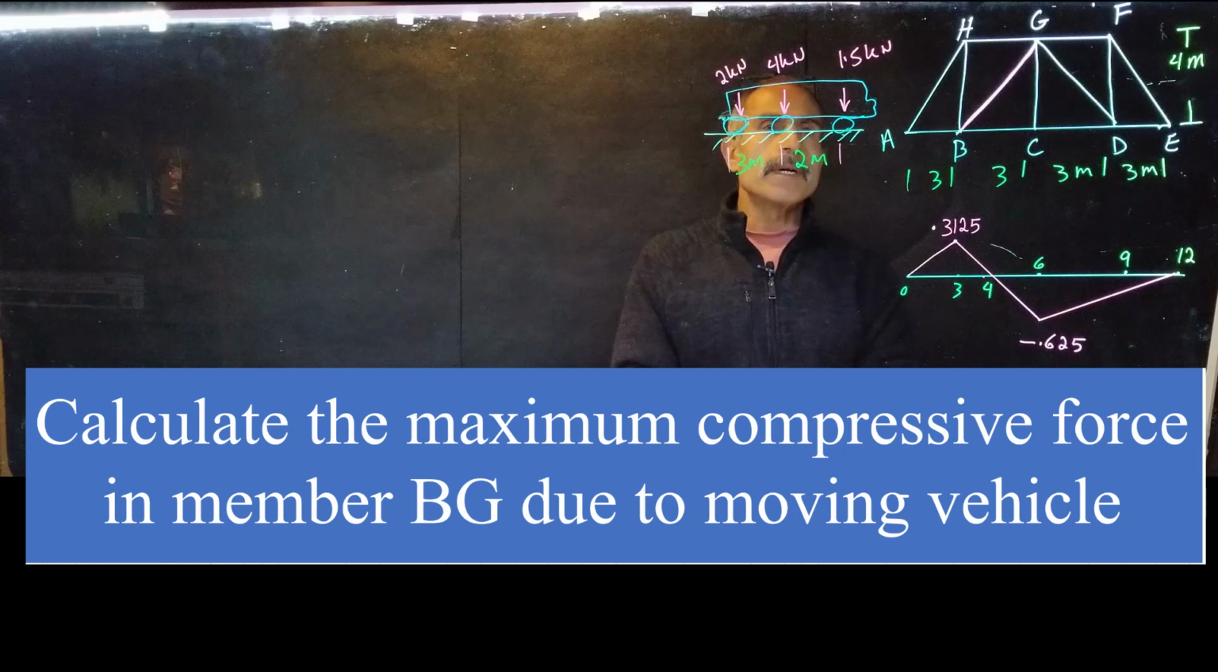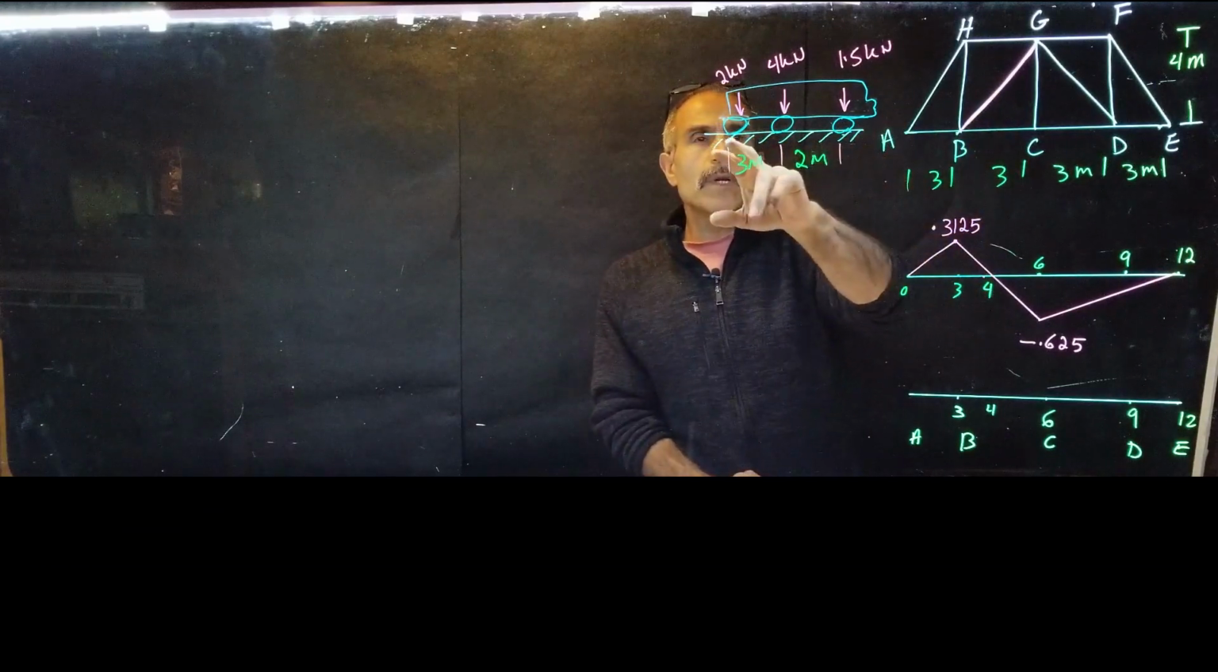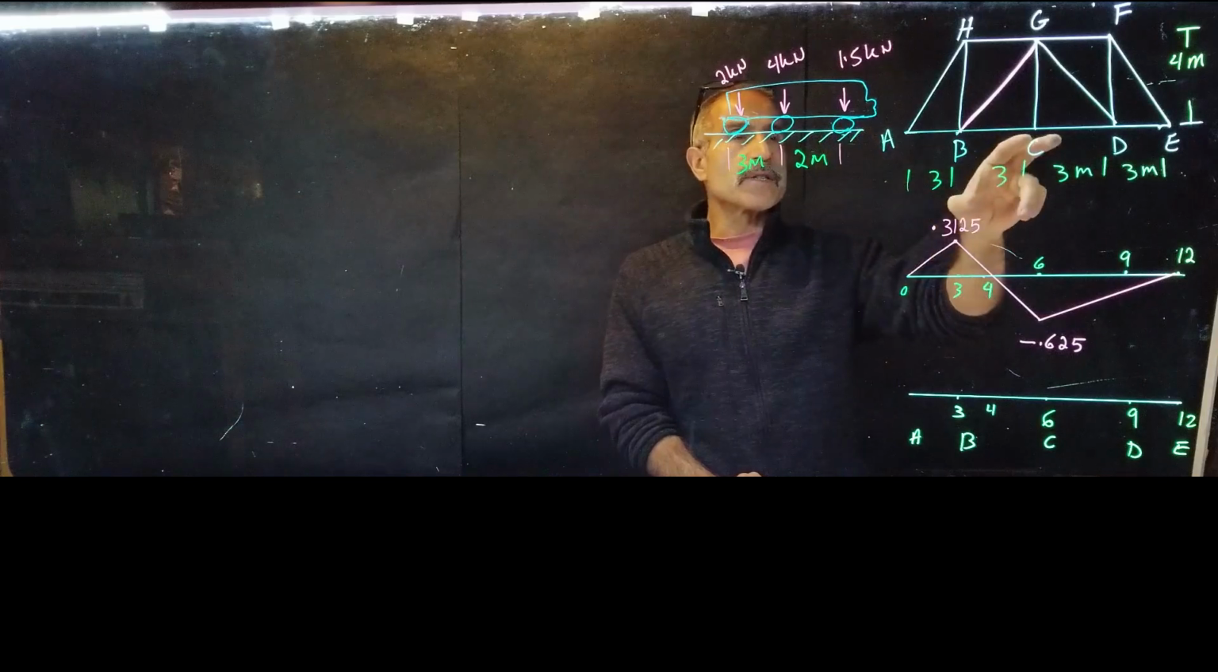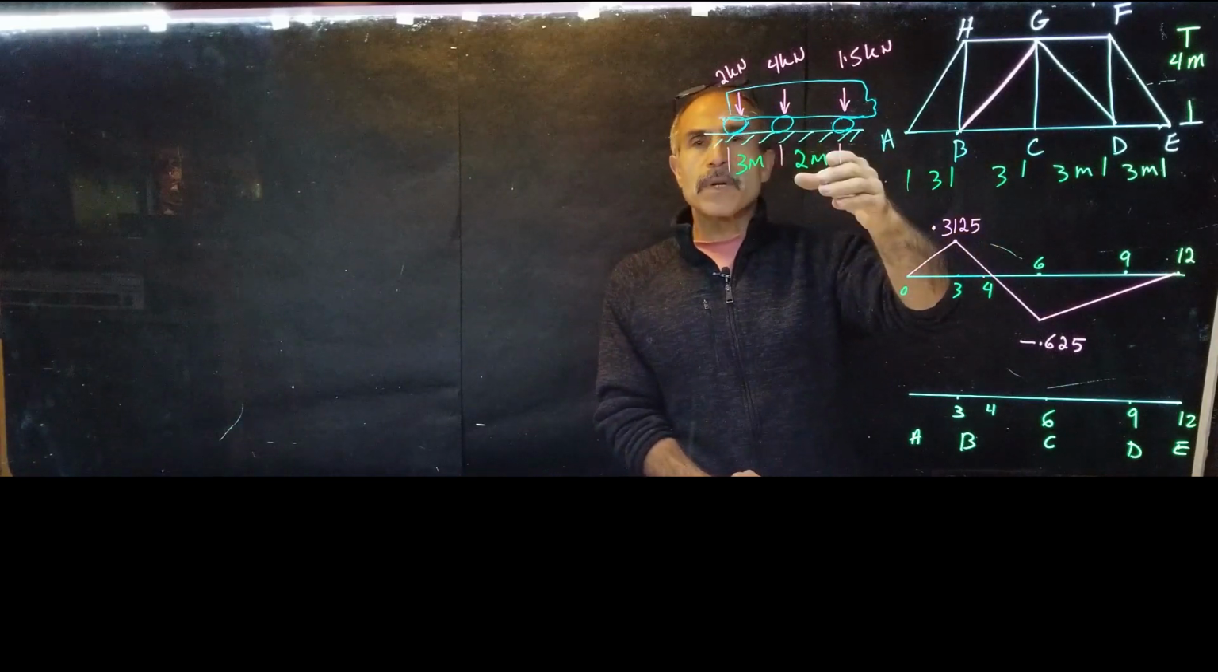Take a look at the problem. In this problem, we would like to find out the compression load in member BG due to the right side of the load of the vehicle crossing this bridge, crossing this truss. The load you see here has already been divided by 2.